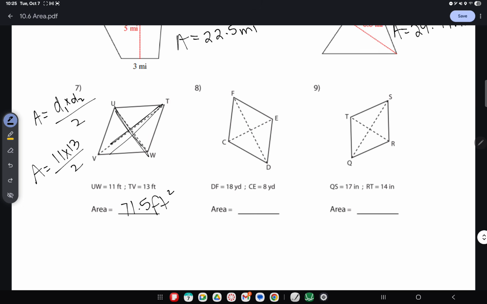So then DF is 18 and CE is 8. So the area is 18 times 8 and then divided by 2. So 18 times 8 divided by 2 is 72 yards squared. And then same thing here, we have the 2 diagonals. So the area is 17 times 14 divided by 2. 17 times 14 divided by 2 gives me 119 inches squared.